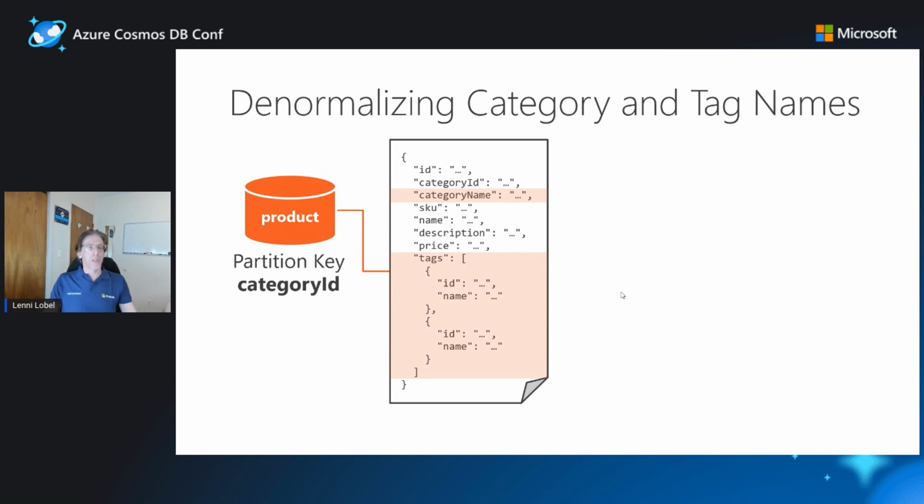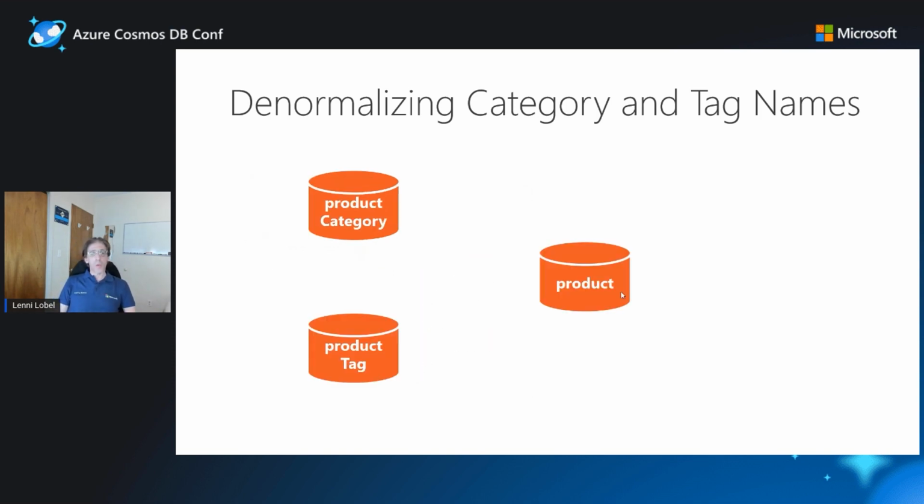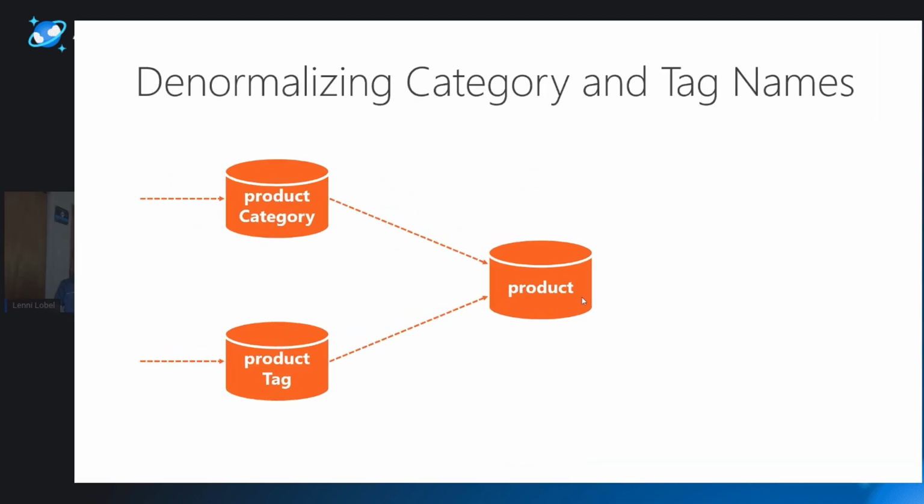But of course, the obvious question becomes, what happens when there's a change to that master data? Somebody comes along and changes a category name or a tag name. And so what we really want to do is listen for changes on those two containers and cascade them to the product container. And that's where the change feed comes in, which is a very critical component of Cosmos DB, a bit of the unsung hero. You don't hear enough about it, but it's what drives a lot of microservice architectures.